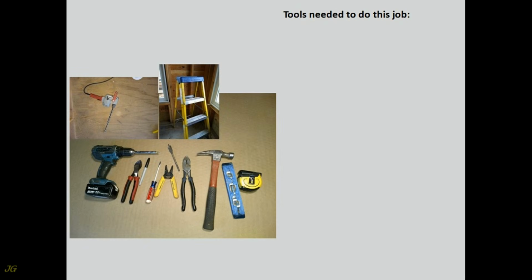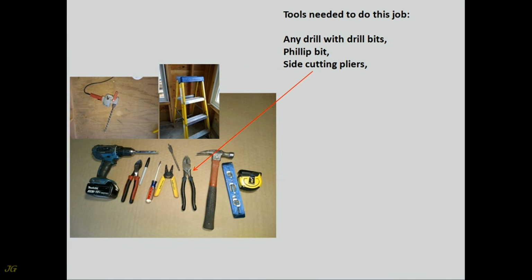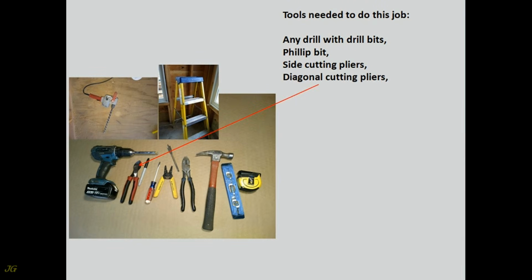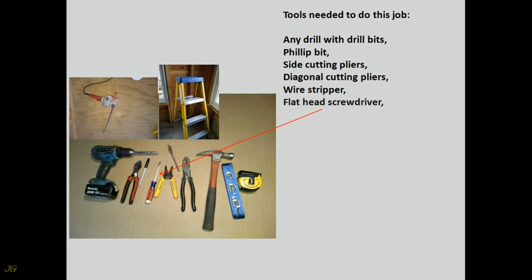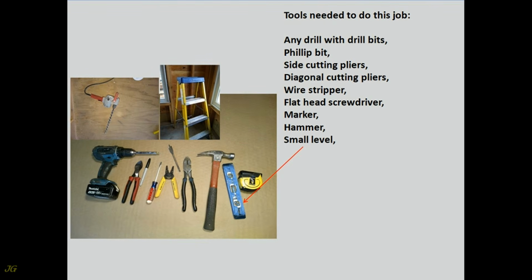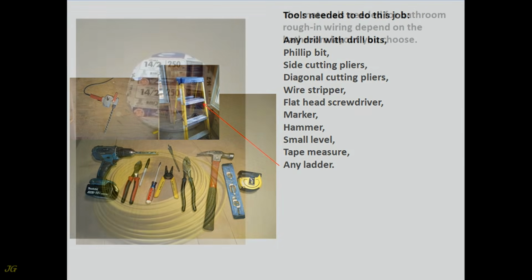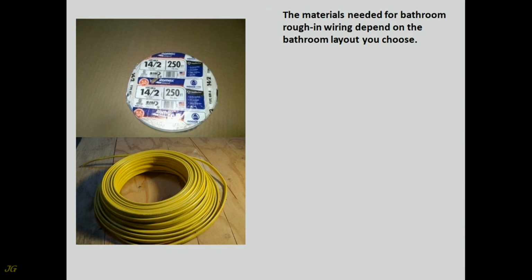Tools and materials. Tools needed to do this job: any drill with drill bits, Phillips bit, side cutting pliers, diagonal cutting pliers, wire stripper, flathead screwdriver, marker, hammer, small level, tape measure, any ladder. The materials needed for bathroom rough-in wiring depend on the bathroom layout you choose.